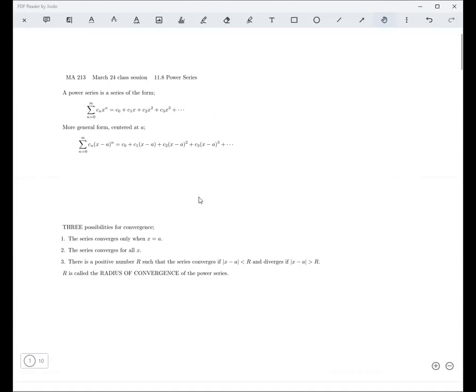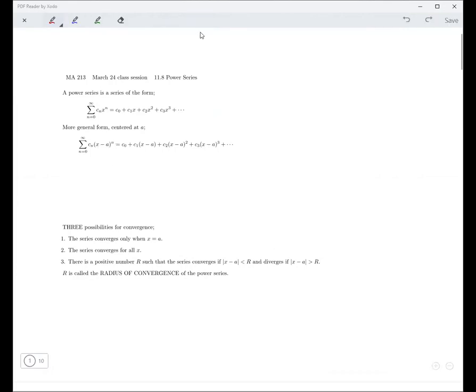11.8, we're getting into power series. And they're of this form right here. We've already experienced some of those, where you have a variable right there, c_n x to the n. And then more generally, centered at a value a, where a is a fixed constant. In this case, a is 0 for these series. And it would be c_n times x minus a to the n.